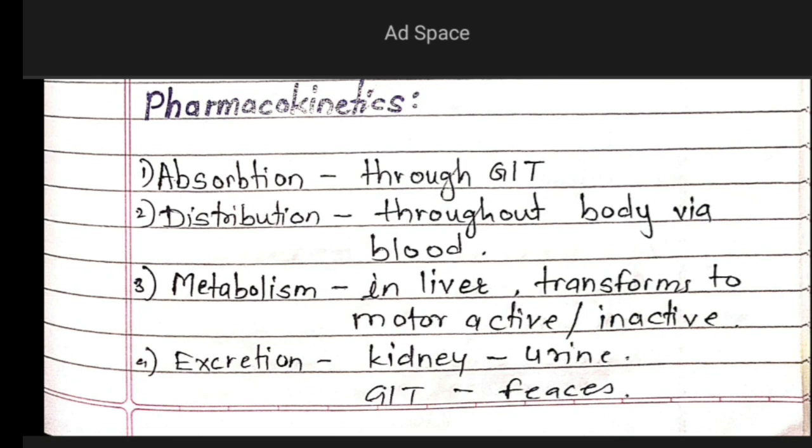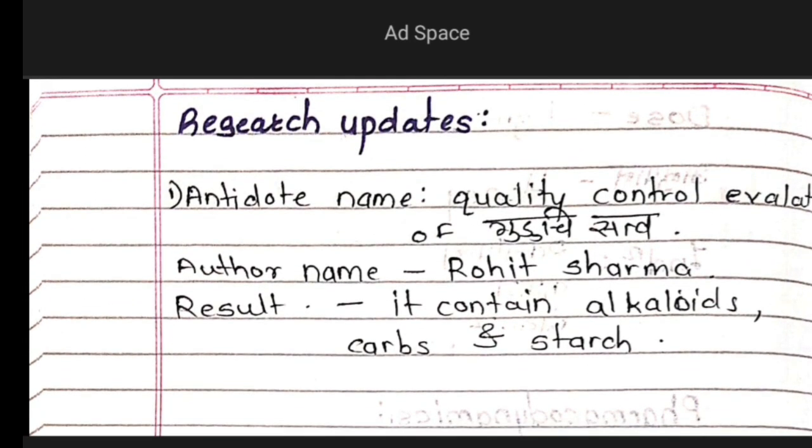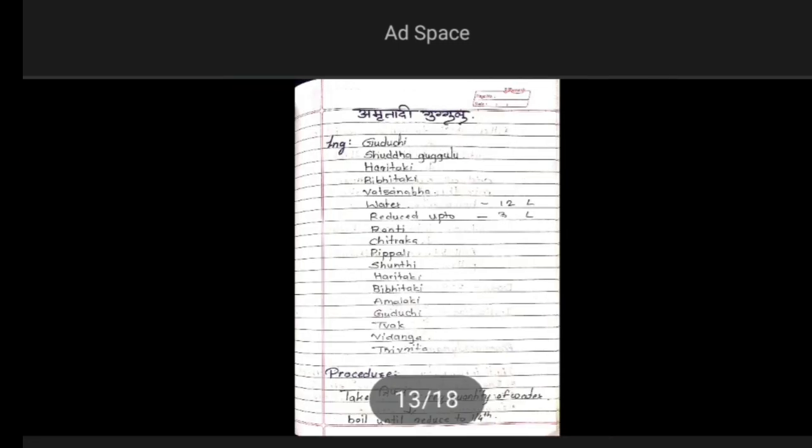If you observe the pharmacodynamics of most of the ingredients, most of the kalpanas are the same. A research update. Article name is Quality Control Evaluation of Guduchi Sattva. Author name Rohit Sharma. Result: it contains alkaloids, carbs and starch.